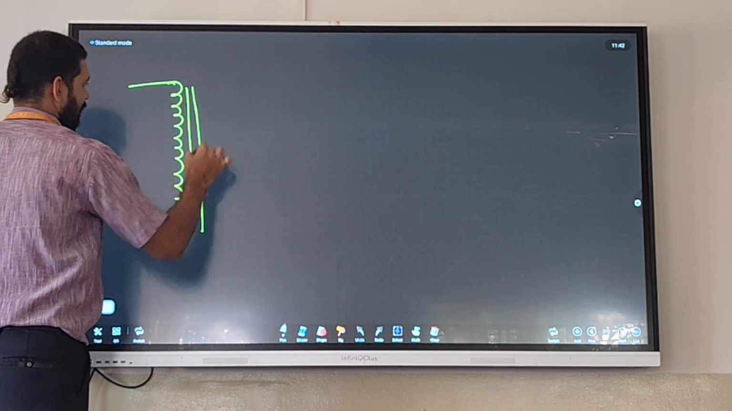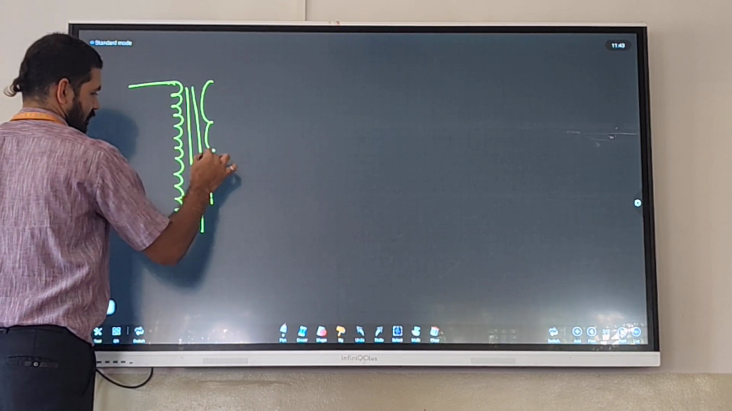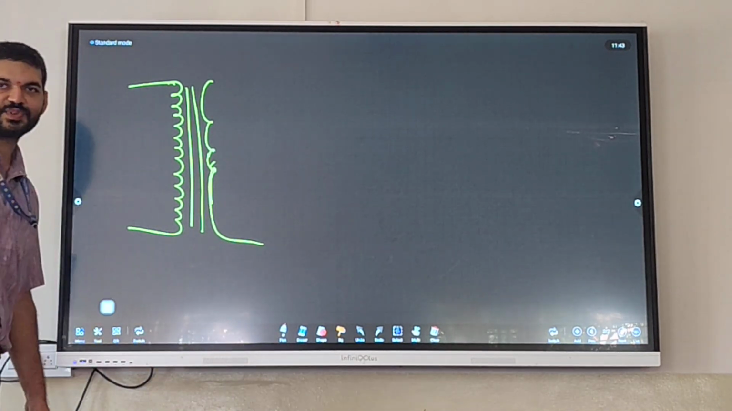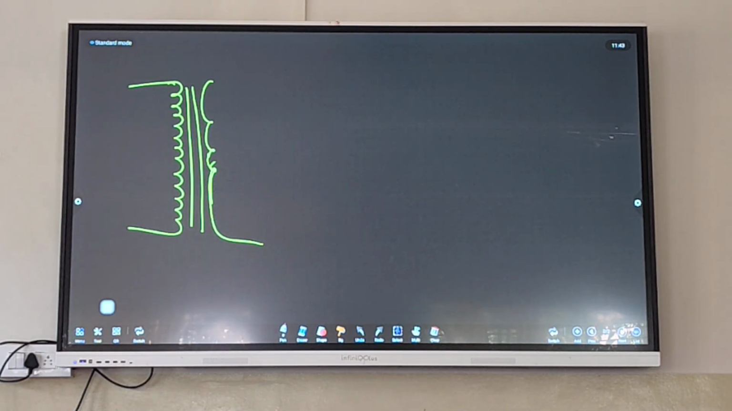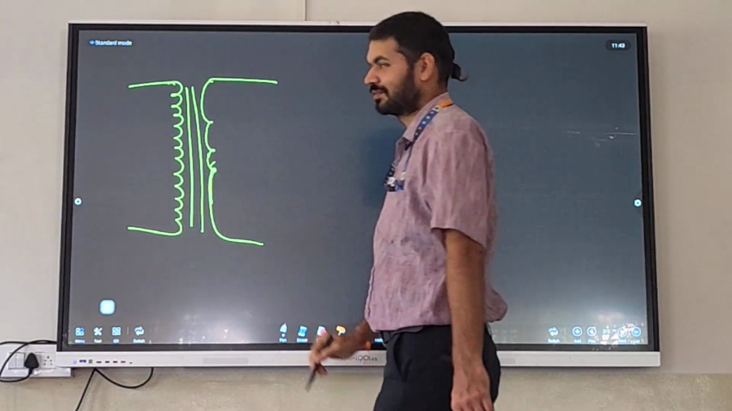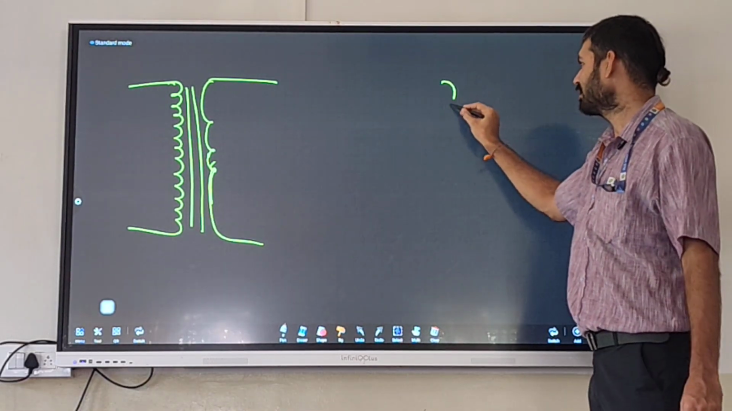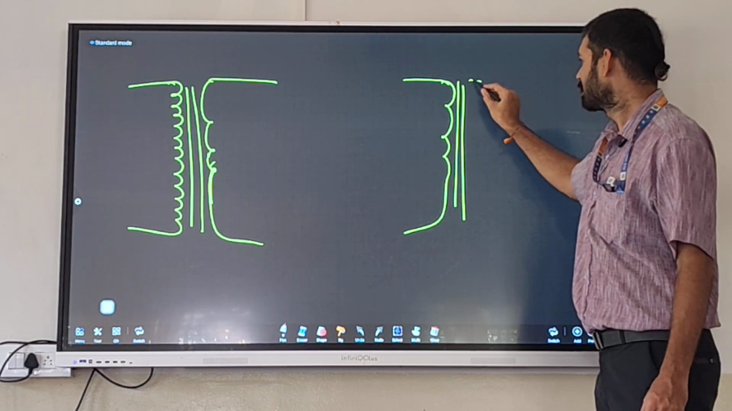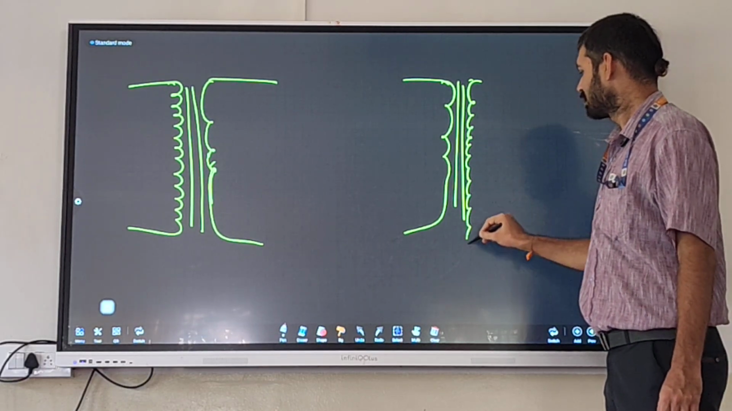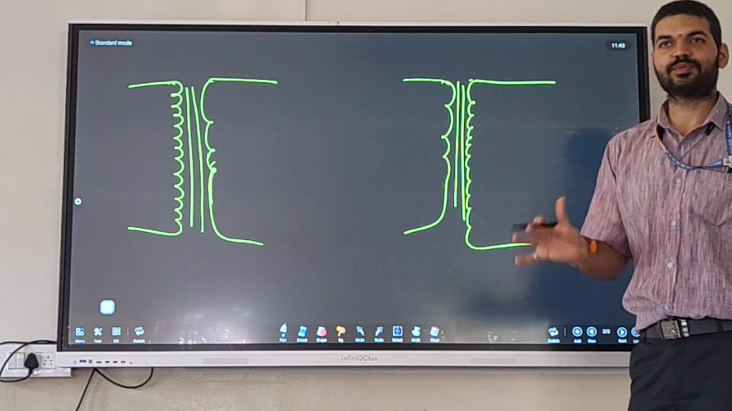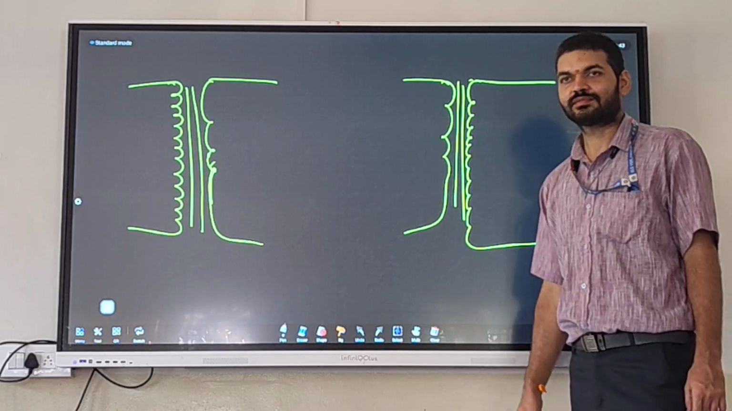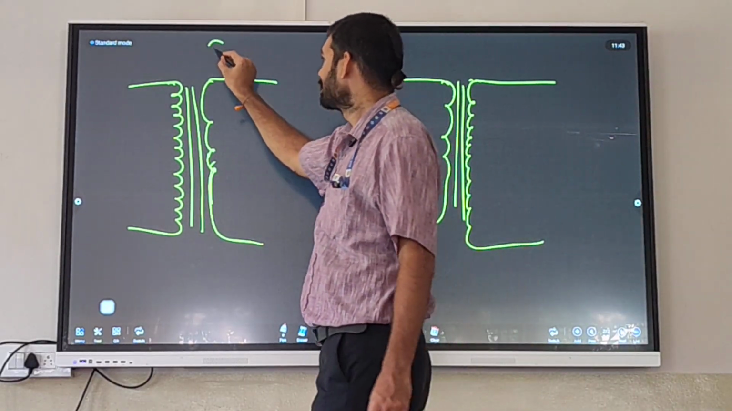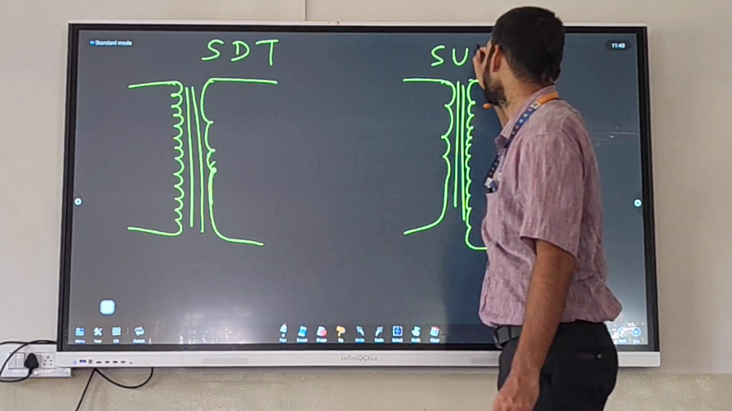I hope you know what a transformer is. You know what a transformer is? What is it? Is it an amplifier? Then this is step down. What is the difference between step up and step down? Which is step down? First one is step down. Step down transformer, step up transformer.